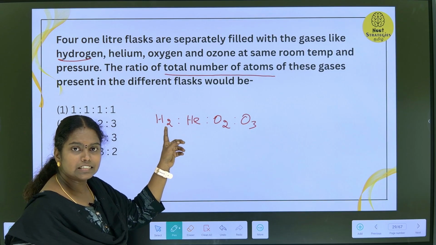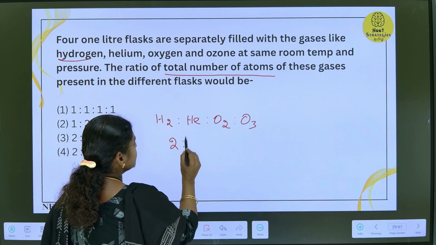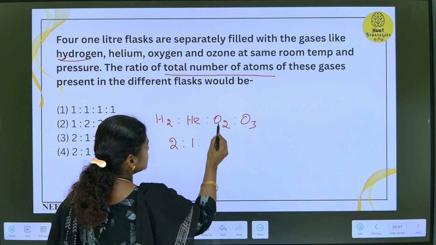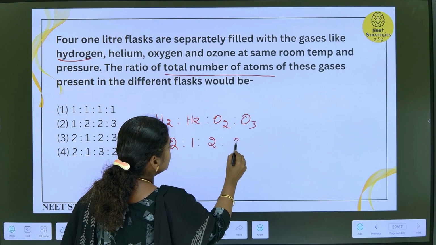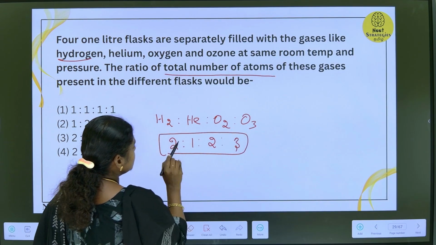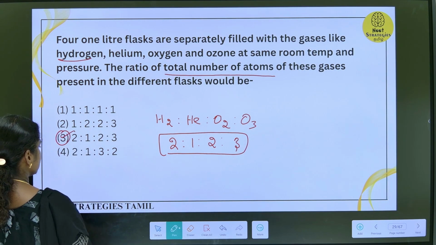So at the molecule level, hydrogen gas has two atoms. Here helium has one atom. Here oxygen molecule has two, then ozone has 3. The answer is 2:1:2:3. Okay, option 3 is the correct answer.